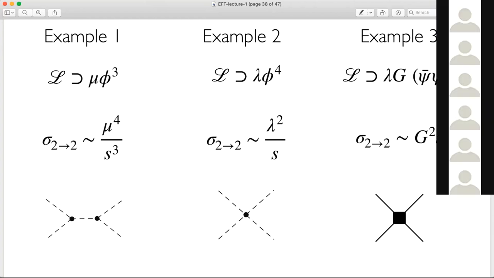Yes, thank you. Yeah, and then you can see that there is different behavior between marginal and relevant operators, on the left in examples 1 and 2, compared to higher dimensional or irrelevant operators in the EFT. All right.